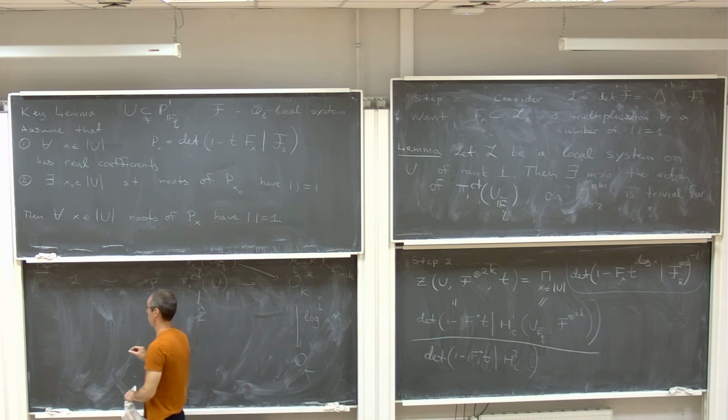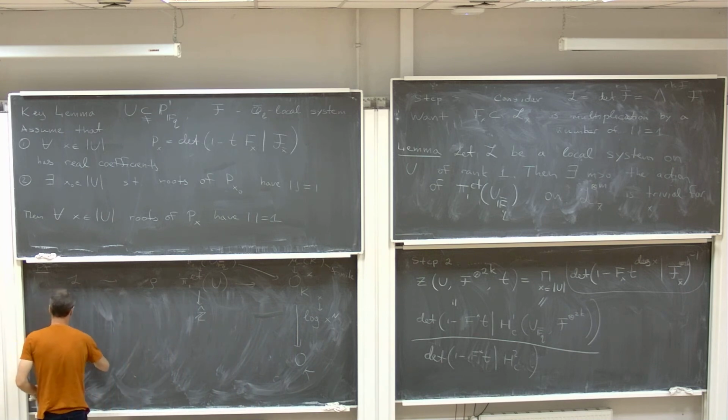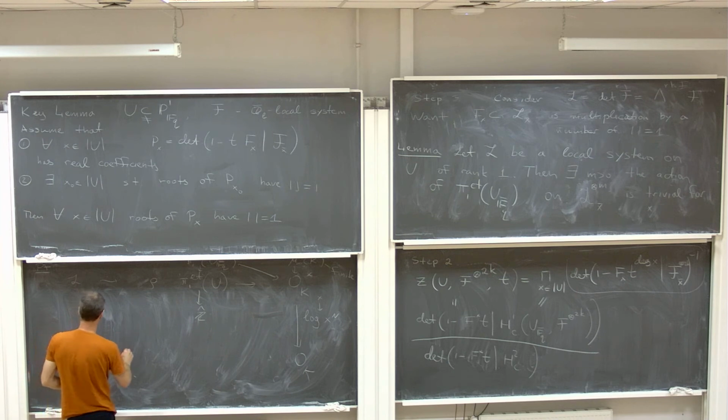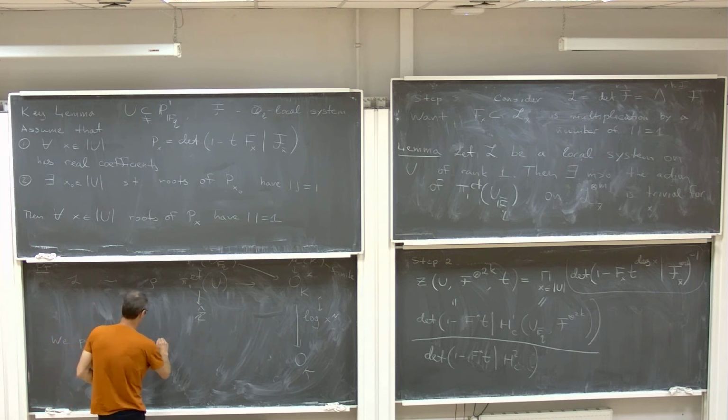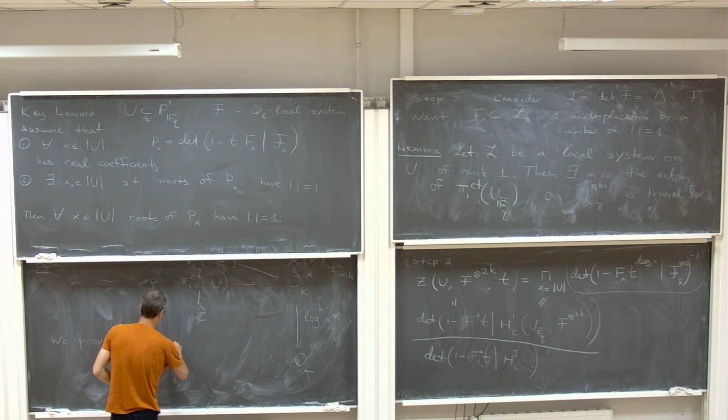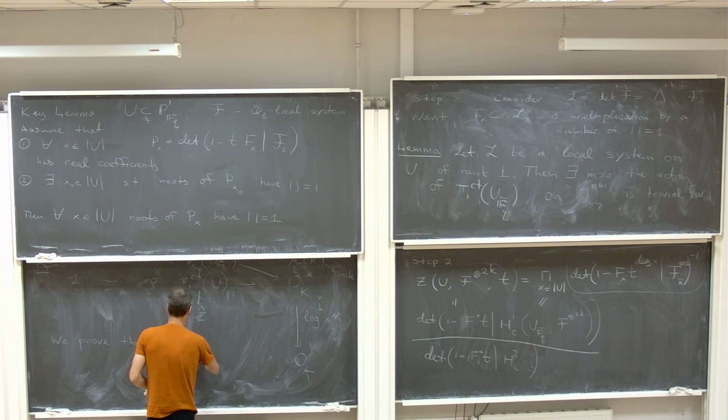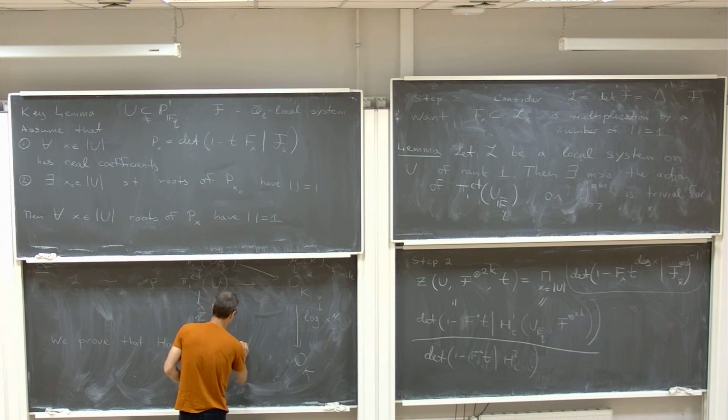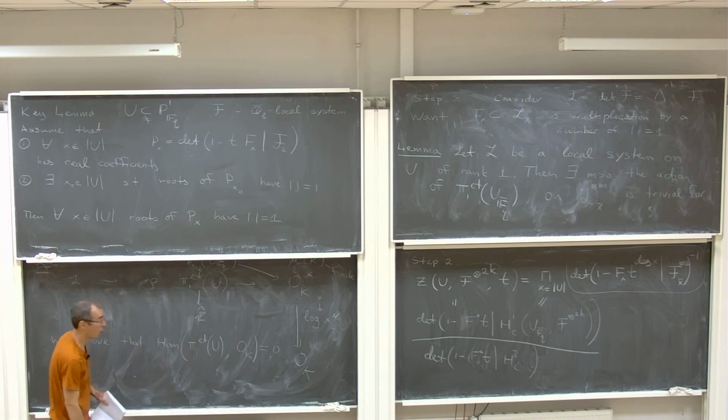So we'll prove that Hom from pi 1 et of U to this group is 0. There are no homomorphisms at all.